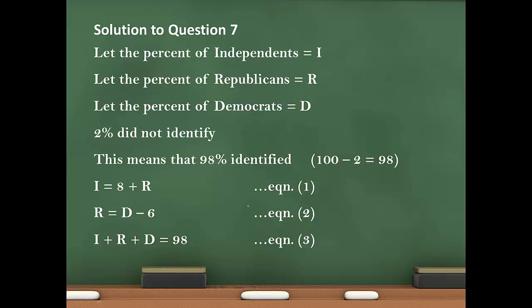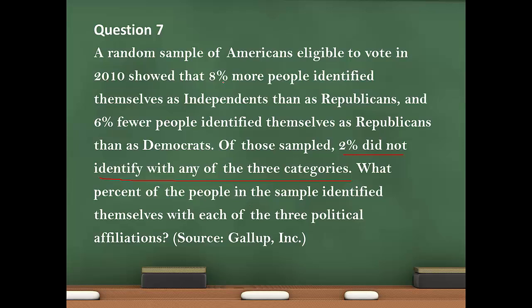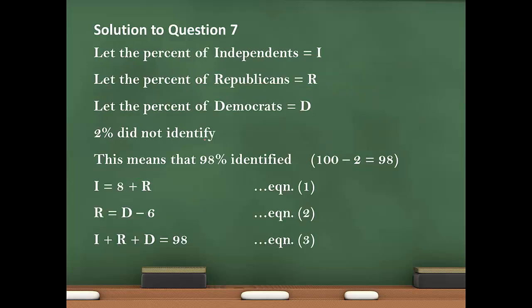It does not matter. Now it says here 8% more people identify themselves as independents than as Republicans, right? So if you read this English, that tells you that I will be 8 plus R. That tells you that the percent that identified as independents is 8 more than the people that identified as Republicans. So I is 8 plus R.